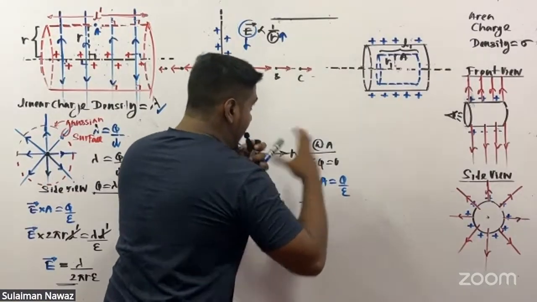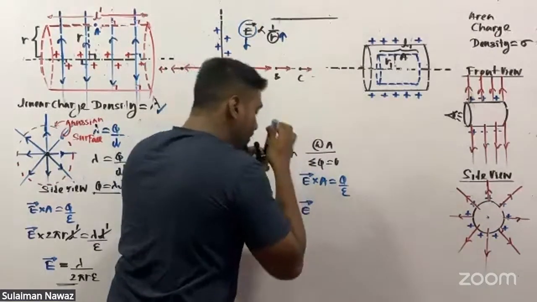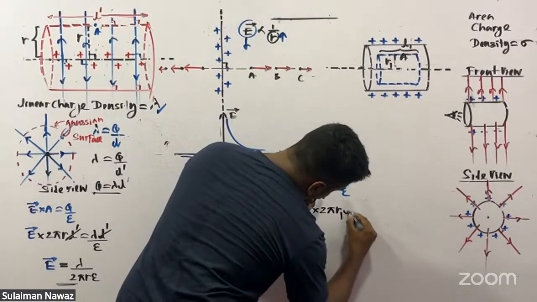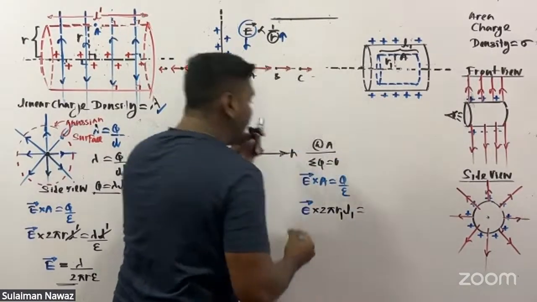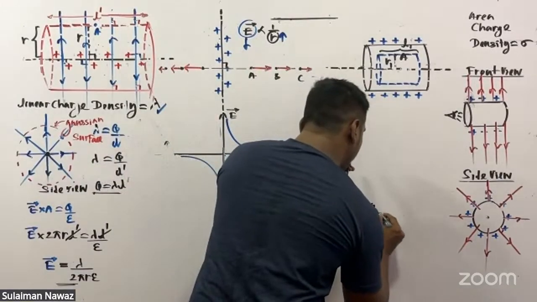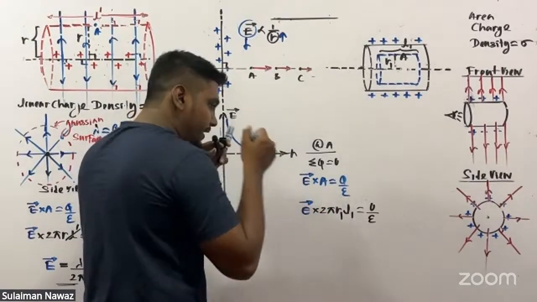The area of the cylindrical Gaussian surface is 2 pi R1 L1. So E times 2 pi R1 L1 must be equal to the total charge inside the Gaussian surface, which is 0, over the permittivity of the medium, epsilon. And then when you solve, capital E is going to be 0.